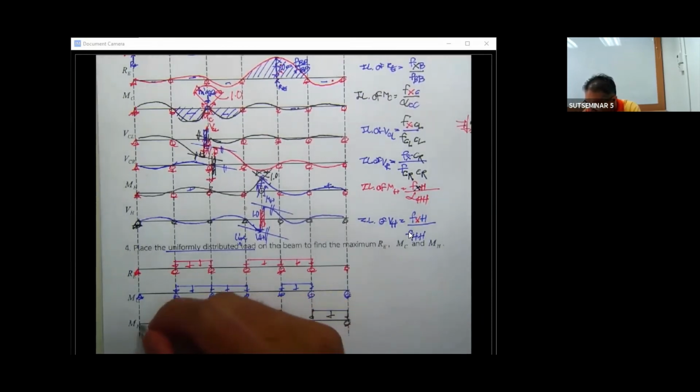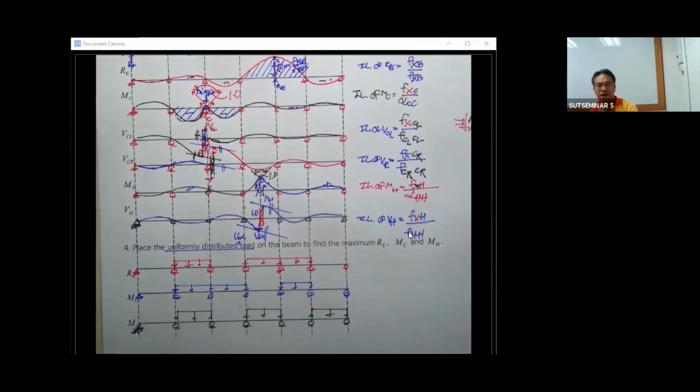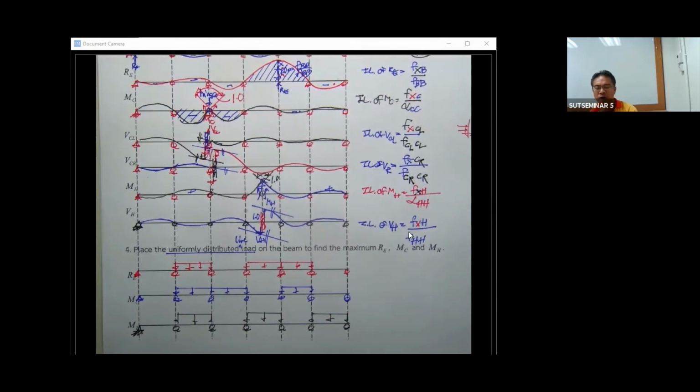So when we let the load be put in the way that produces the maximum effect, the analysis will get the correct absolute maximum for the reaction, for the shear, and for the moment. Okay, this is the example.